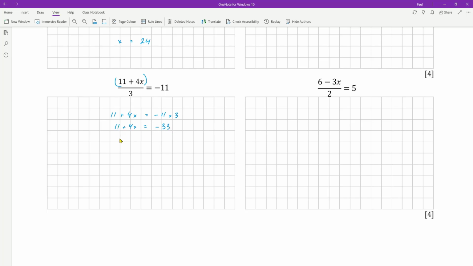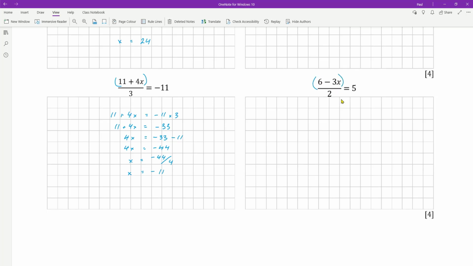Now that's a positive number, so on the other side will be a negative number, so 4x is equal to minus 33 minus 11, so 4x is equal to minus 44, so that's times by, so on the other side will be divide by, so it's minus 44 divided by 4, so x is equal to 11, but it's a negative and a positive, so it will be negative 11.